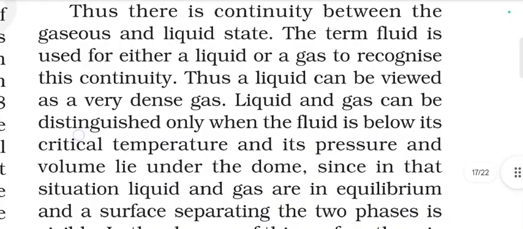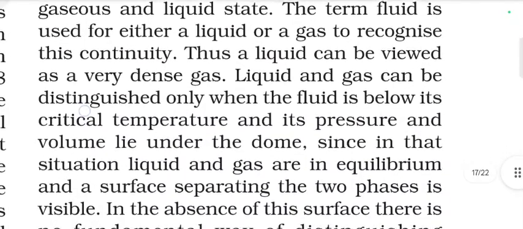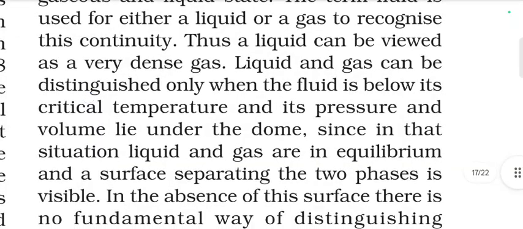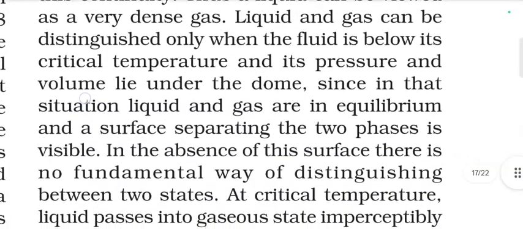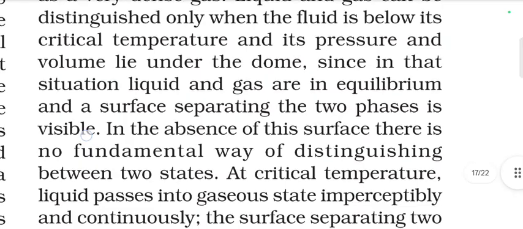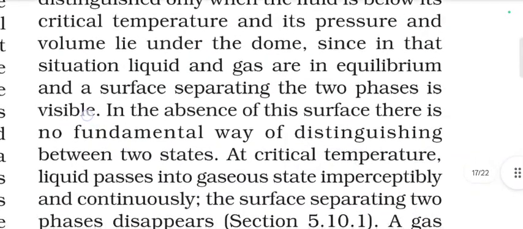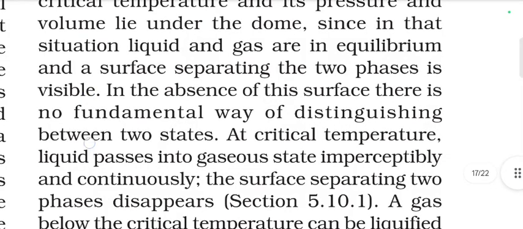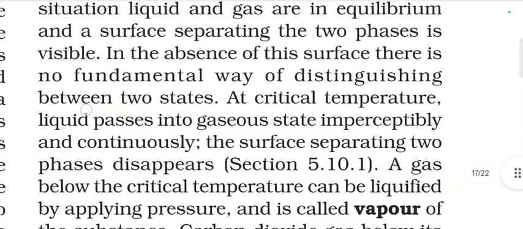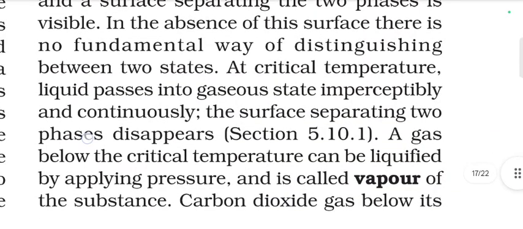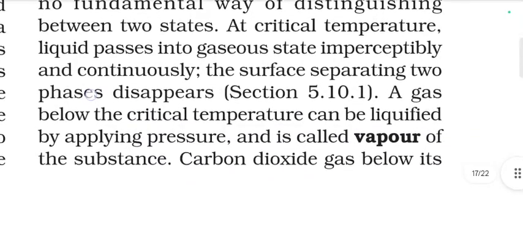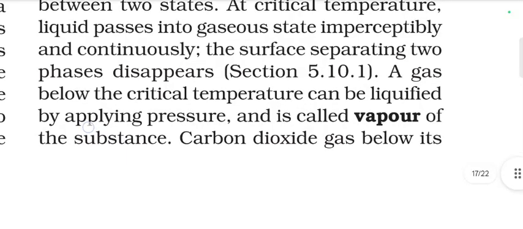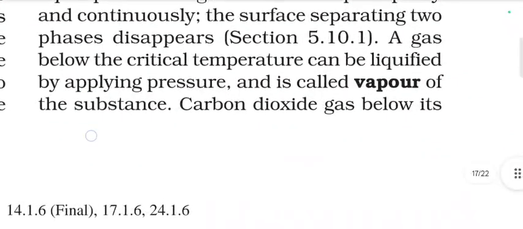If the process is carried out at the critical temperature, the substance always remains in one phase. Thus there is continuity between the gaseous and liquid state. The term fluid is used for either a liquid or a gas to recognize this continuity. Thus, the liquid can be viewed as a very dense gas. Liquid and gas can be distinguished only when the fluid is below its critical temperature and its pressure and volume lie under the dome, since in that situation, liquid and gas are in equilibrium and a surface separating the two phases is visible. In the absence of this surface, there is no fundamental way of distinguishing between two states. At critical temperature, liquid passes into gaseous state imperceptibly and continuously. The surface separating two phases disappears.